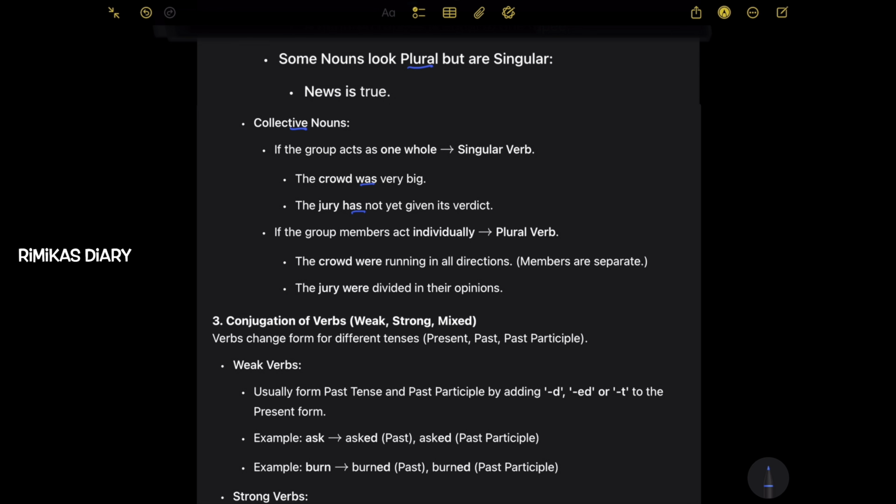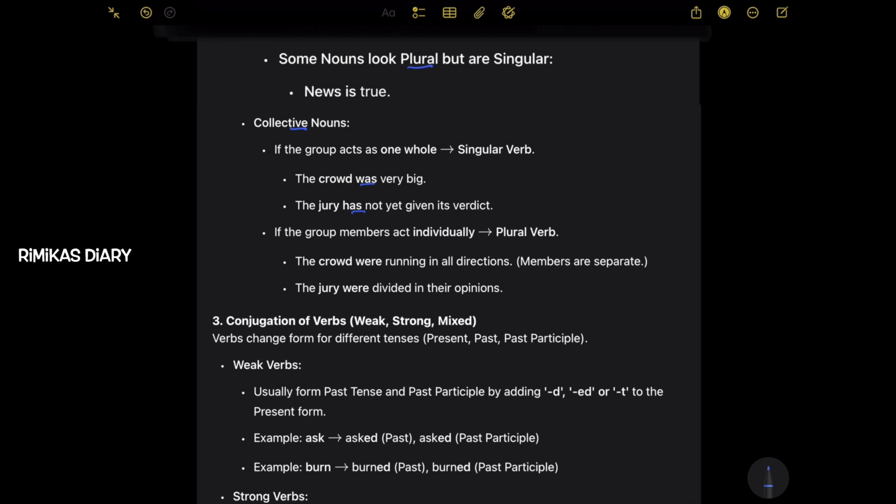Example, affect versus effect. Affect, to influence or change something. Example, drinking has affected his health. Effect, the result or outcome. Example, the medicine had a strong effect.